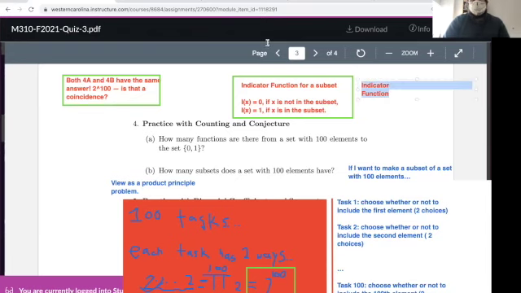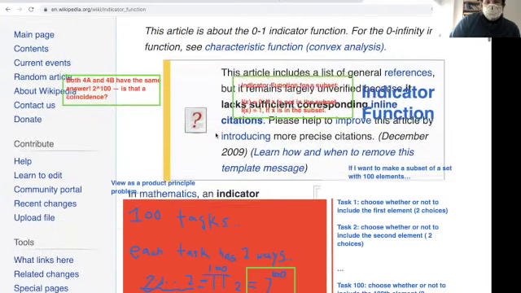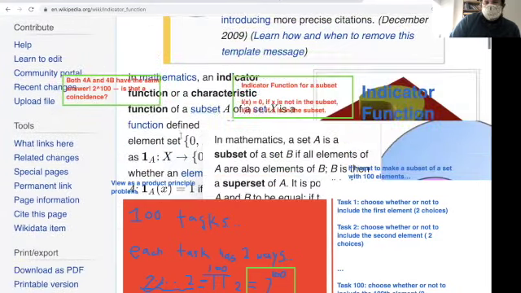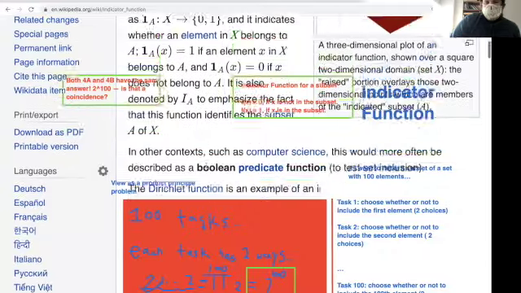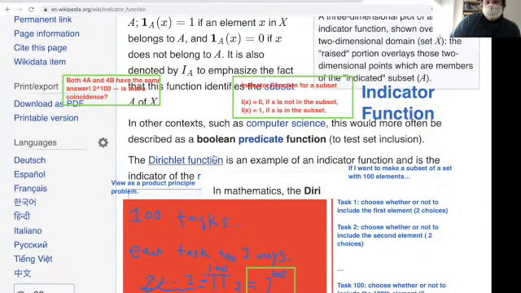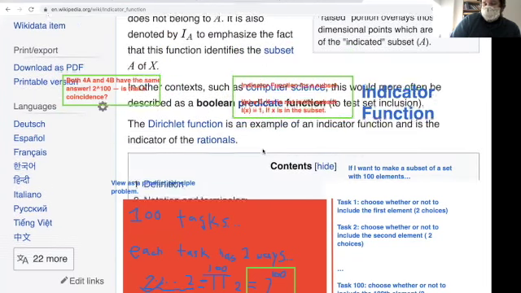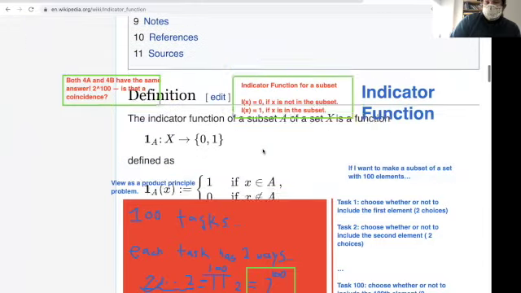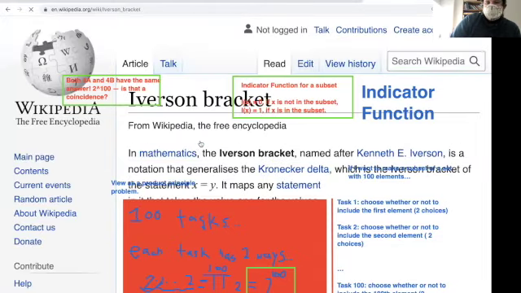I know some of you will be curious and want to get more into this. The Wikipedia page for it is very readable. Just look up indicator functions. It's also called the characteristic function. People also use the notation 1 sub A for this. We'll talk about this more. It's also known as a Boolean predicate function. The Dirichlet function is an example of an indicator function. And there's Iverson bracket notation, which also uses Knuth notation.